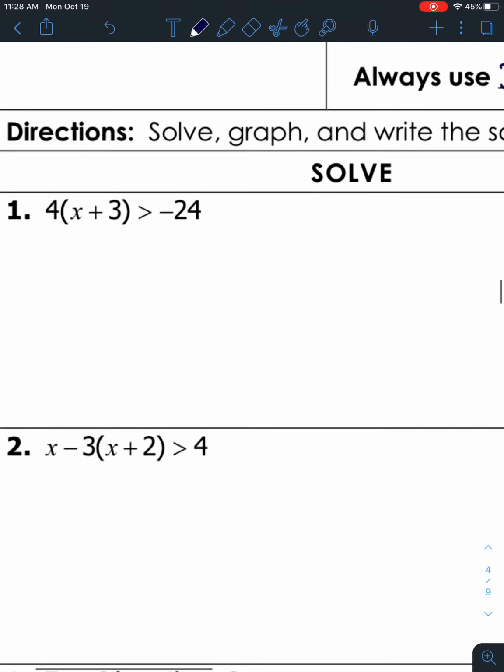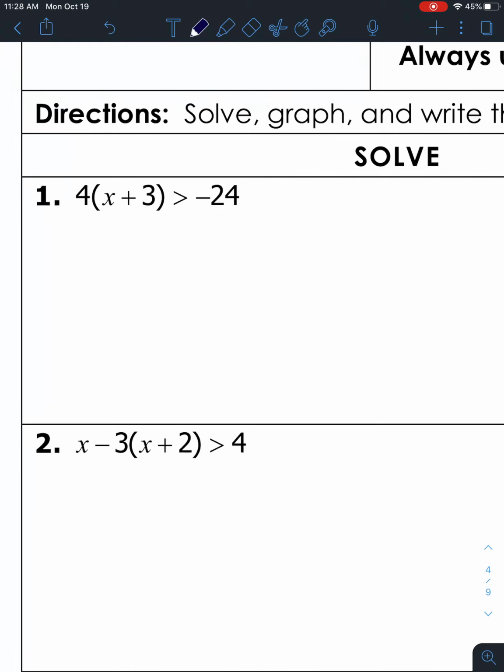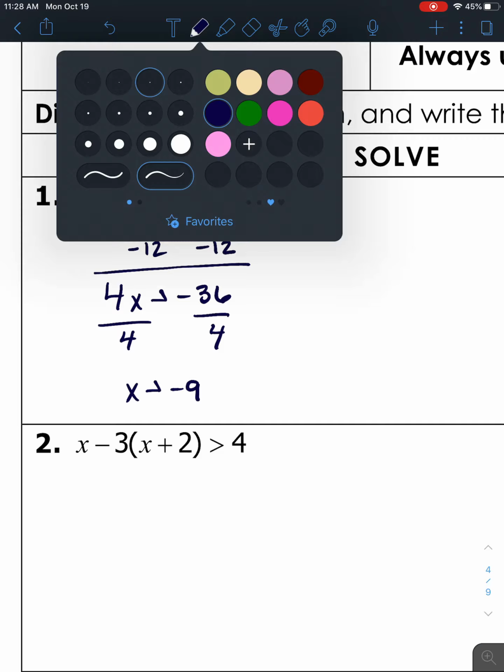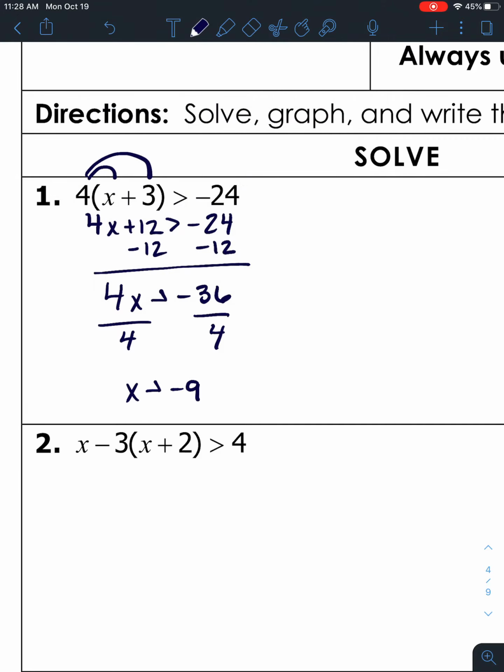All right, so zooming in real close here to number 1. We have a number outside of our parentheses, which means we now need to distribute inside. So that gives us 4x plus 12 is greater than negative 24. Okay, we're going to minus 12 from both sides. That gives us 4x is greater than negative 36. And we're going to divide both sides by 4, which gives us x is greater than negative 9. Now we have not multiplied or divided by a negative, so we are good there.